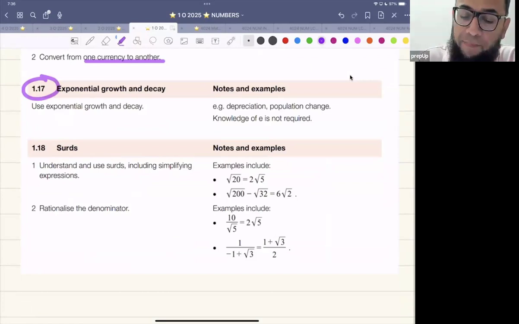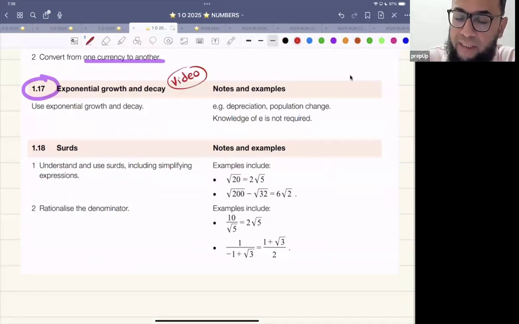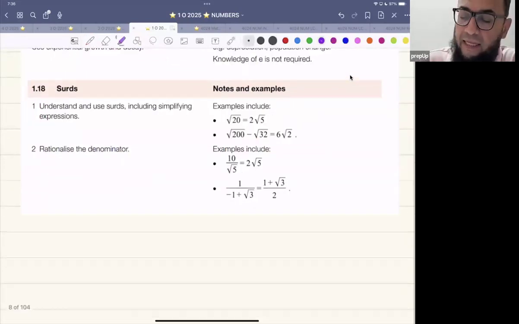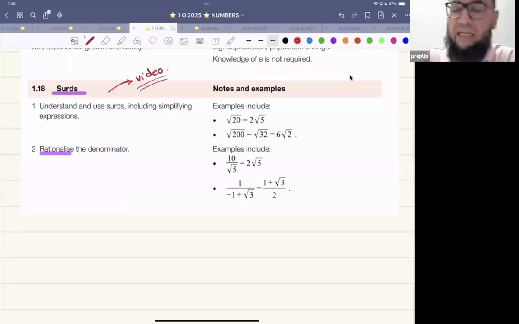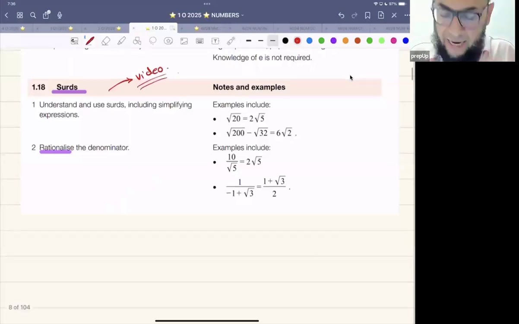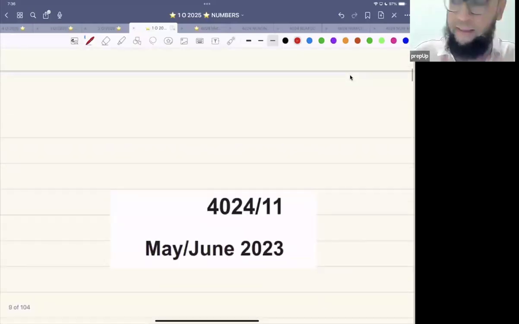I'll also make a separate video on this in order to make you understand this thoroughly. Surds, that is the square root thing. Rationalizing is also part of that, and I think I've already made a video on this. So now that is the syllabus, and I think it's time that we get started with this.